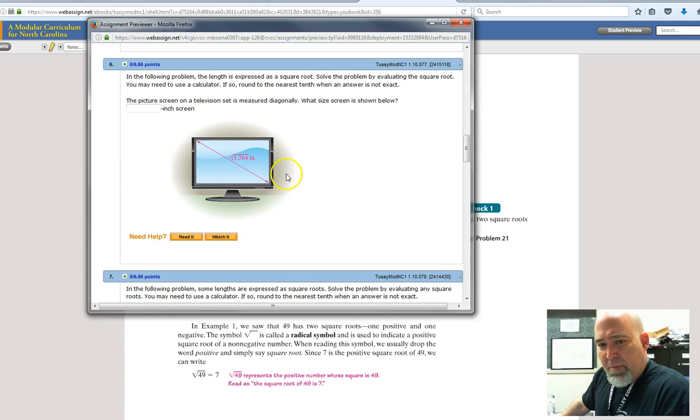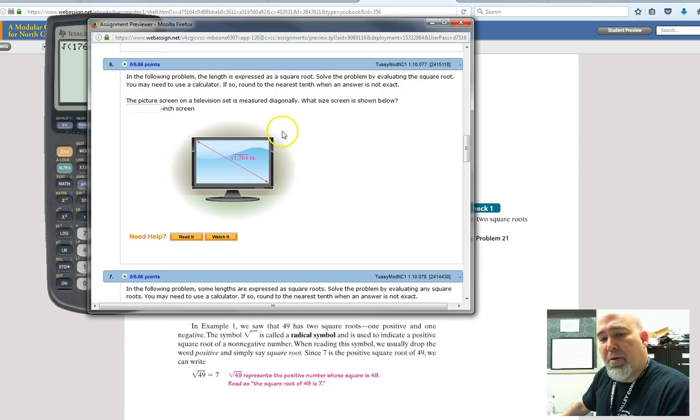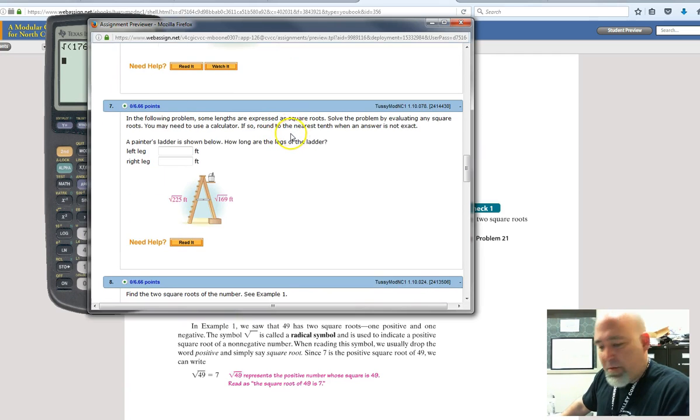On some of these problems, they're asking us to calculate what this value is. So I don't know what times what equals 1,764, but I do have a calculator that will help me out. So if I said 1764, then my calculator will tell me that's equivalent to 42. So this is a 42-inch TV. So using our technology to help us out, some of the larger numbers.